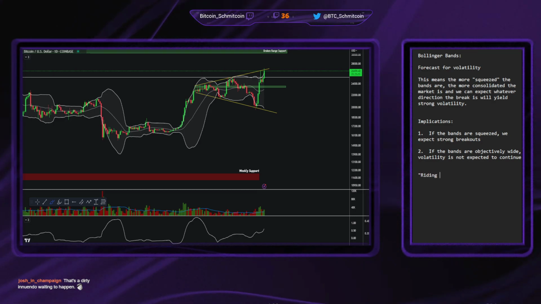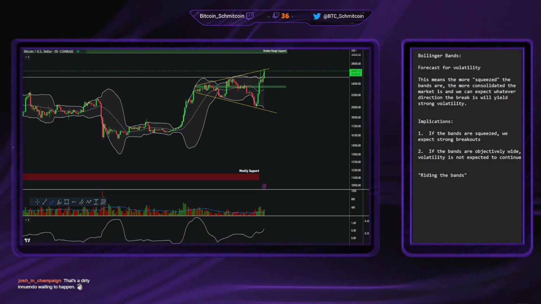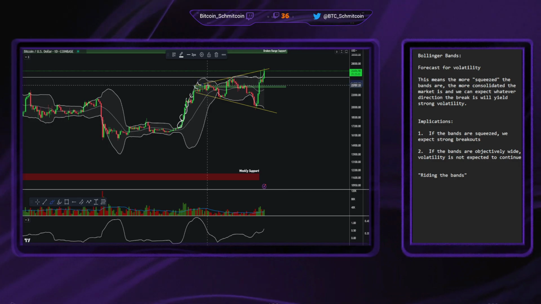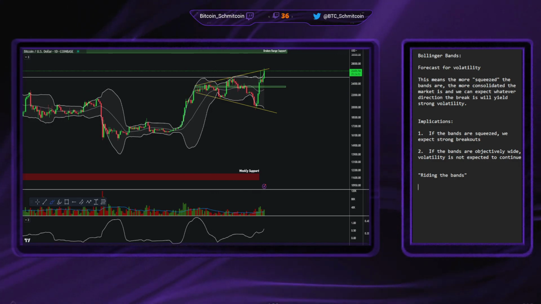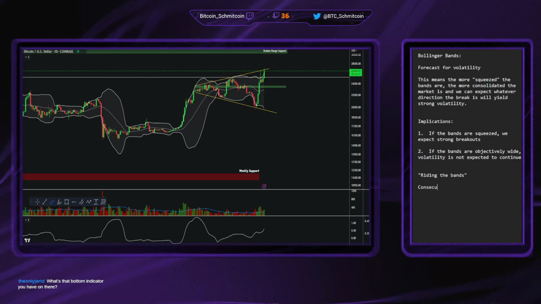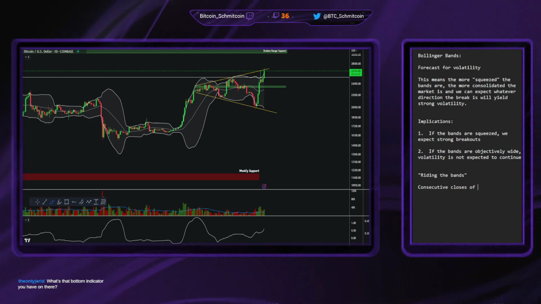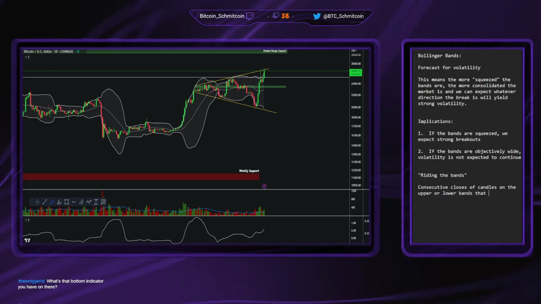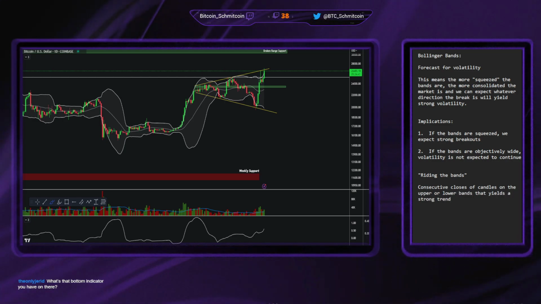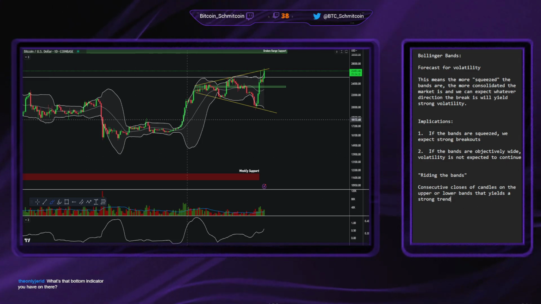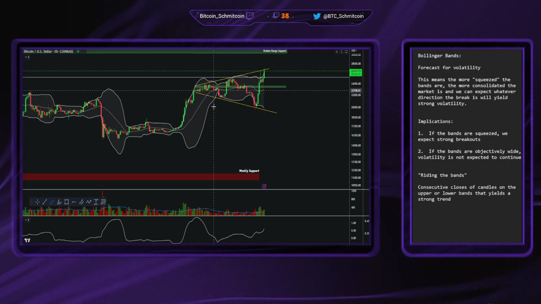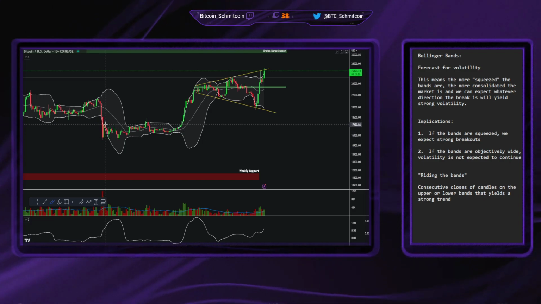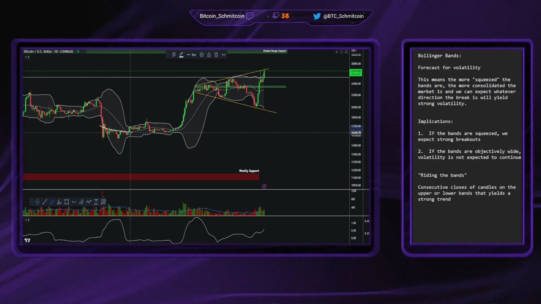So we have riding the bands. Riding the bands is just this general idea of the candles closing on the edges of the band, and that is an indication of a strong trend. Consecutive closes of candles on the upper or lower band yields a strong trend. And we can also look at this as an overbought or oversold signal. If the market gets sufficiently outside the band, it tends to mean revert to the band and try to continue, or it just kind of dies.